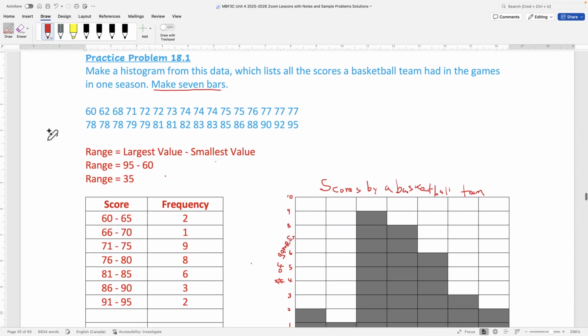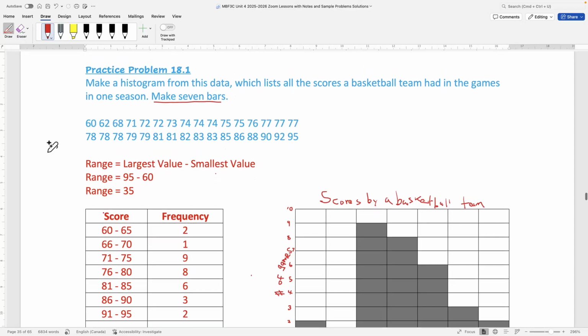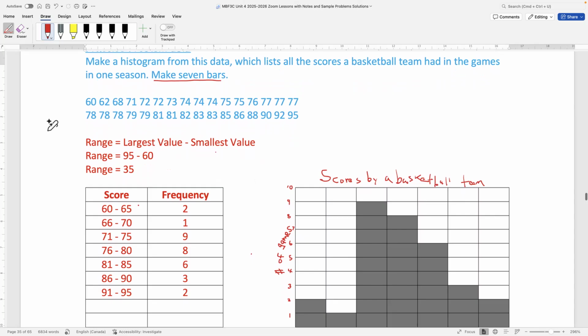So usually we find the range to determine how many bars we want. If we have, like from here, 95 minus 60 is 35, so it's easy to go every 5. Or I could go 5 bars and then have the groupings by 7. So go 60 to 67 and so on from there. But typically 5, 10, 15s like that would be the more common way of doing it.